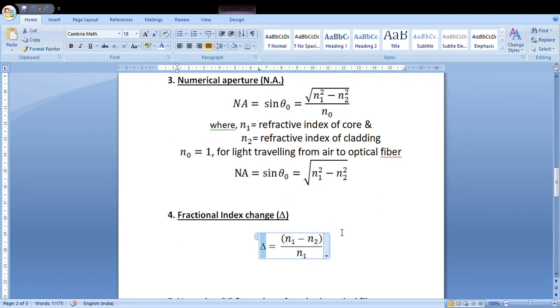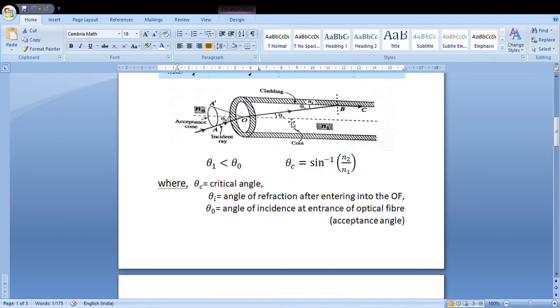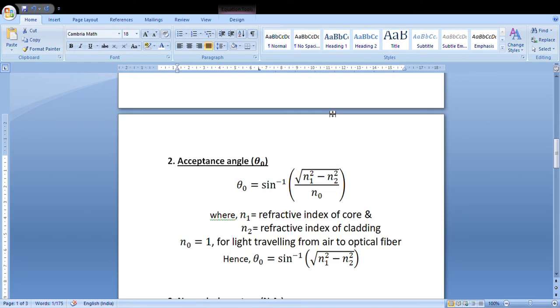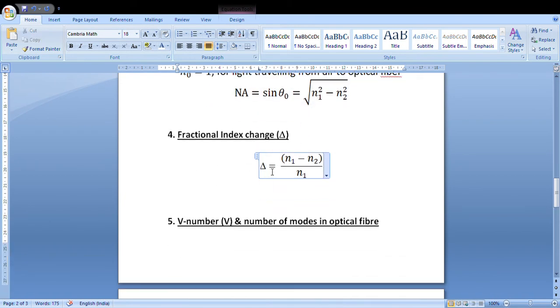Fractional index change is the change of refractive index all the way when the light moves from n1 to n2. It can be rapid or gradual. So this relation is very important when you have to calculate the fractional index change. Delta, the change from n1 to n2, is n1 minus n2 by n1. n1 and n2 are the refractive indices of the two mediums.